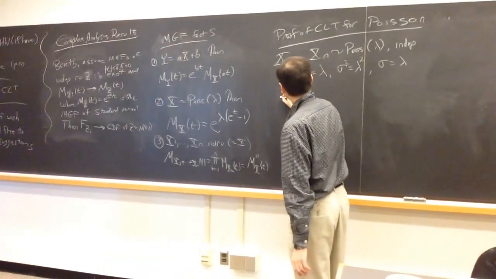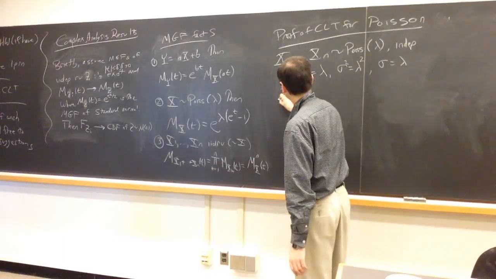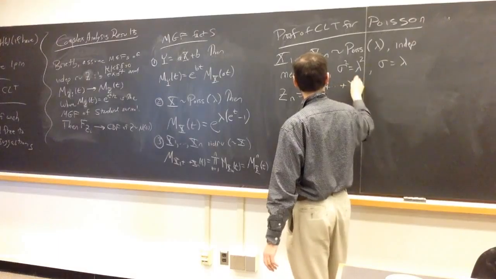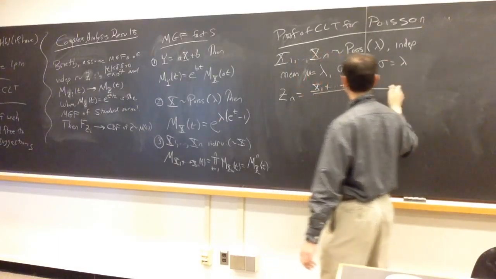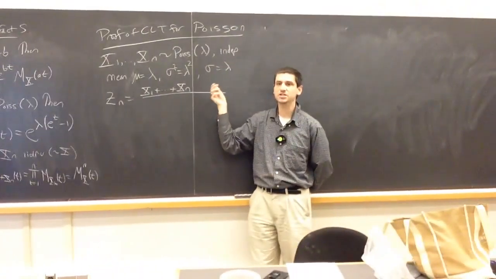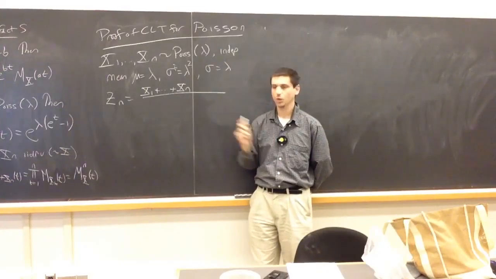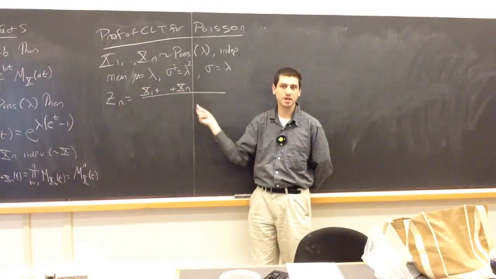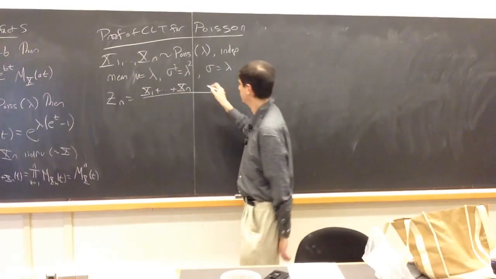So we're going to let Zn be x1 plus through xn. I want to standardize. So if I'm going to standardize, I need to subtract the mean. Well, if each one of these has mean lambda, the mean of a sum is the sum of the means. So I subtract off n lambda.